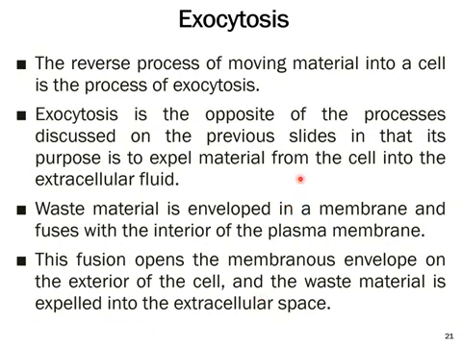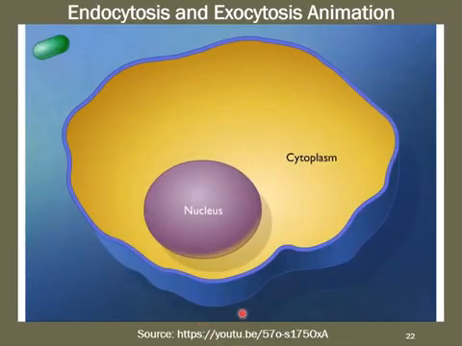Next is exocytosis. It is the reverse process of moving materials into a cell. So exocytosis is the opposite of the processes discussed on the previous slides, in that its purpose is to expel material from the cell into the extracellular fluid. So waste material is enveloped in a membrane and fuses with the interior of the plasma membrane. So it happens the same way but from inside the cell. This fusion opens the membrane envelopes on the exterior of the cell, and the waste material is expelled into the extracellular space. So we'll watch a short animation to summarize and understand these processes of endocytosis and exocytosis, so you have a clearer picture of how these things happen.